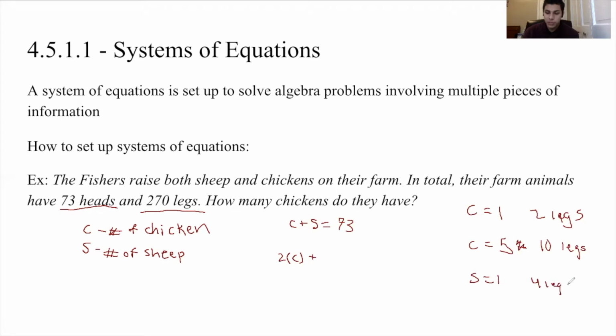And if the amount of sheep were 5, for example, S equals 5, then you'd have 20 legs total, because it's always 4 times the amount of sheep that you have. That's how many legs of sheep you have. So you'd add the 2 times C, which represents how many chicken legs there are, and add it to 4 times S, which represents how many sheep legs there are, because there's 4 legs for every sheep. And then that's going to equal 270.